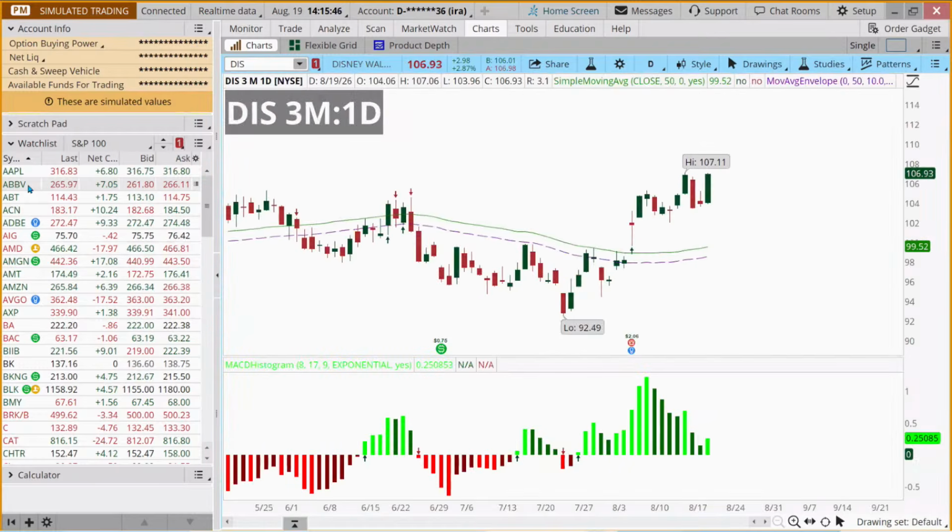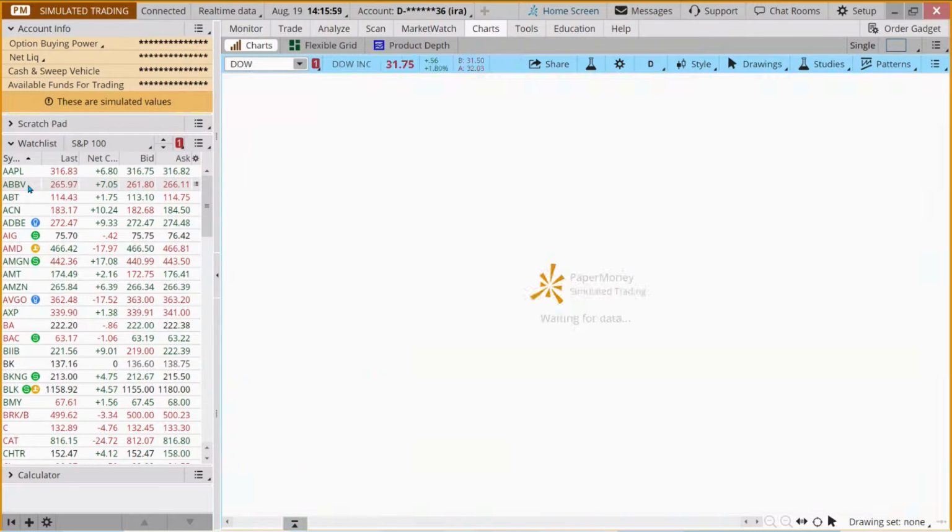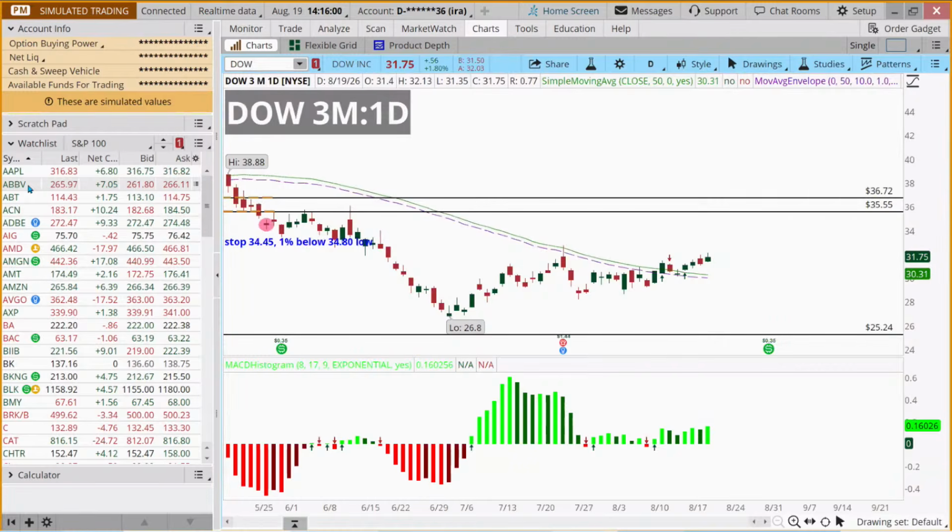Disney. MACD's been green a long time. Stock went above the moving average about 8, 9 days ago. The moving average looks like it's rising. And I would say that's a valid buy signal on this one as well, just older.